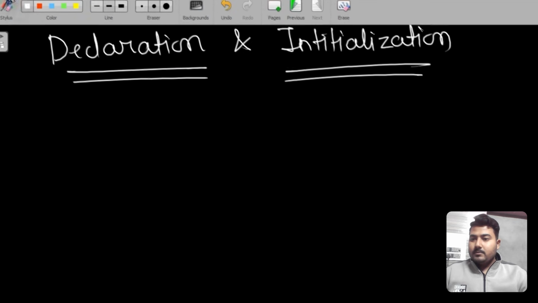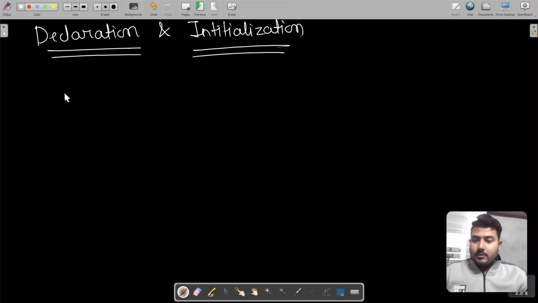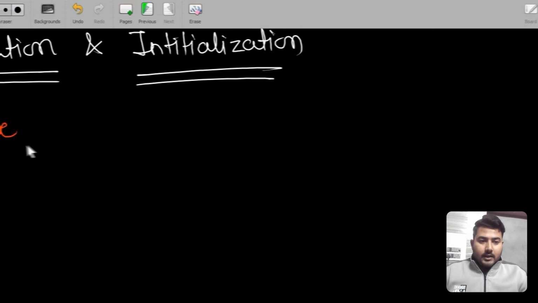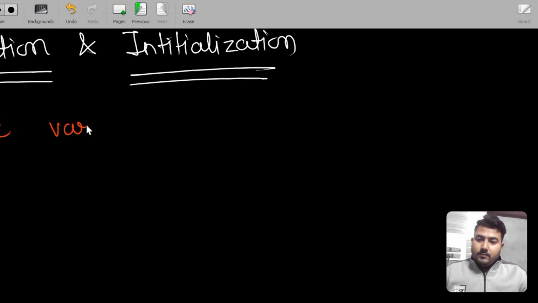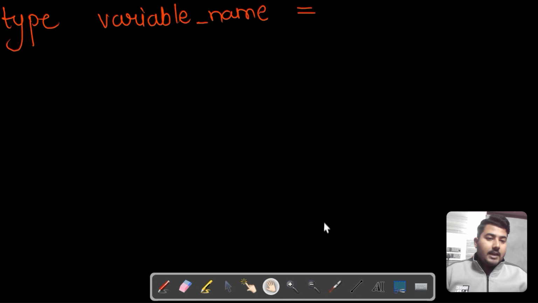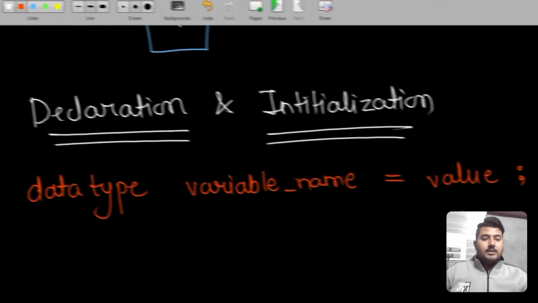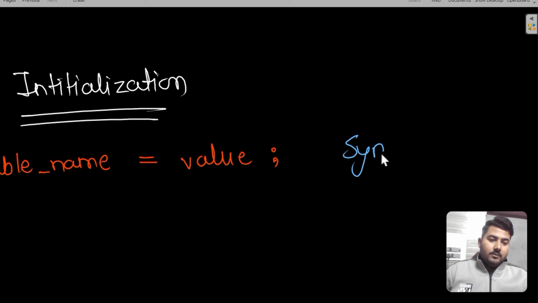Just now. So let's suppose I want to define a number inside a variable. What I will do is simply use a data type, and then a variable name. And with the equal to, this equal to is called the assignment operator. With an equal to, I will simply put any value and end it with a semicolon. This is going to be the syntax of how you define a variable.